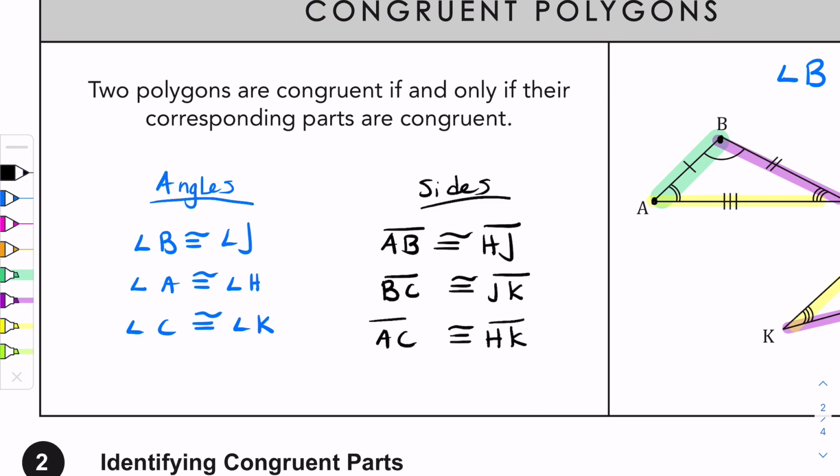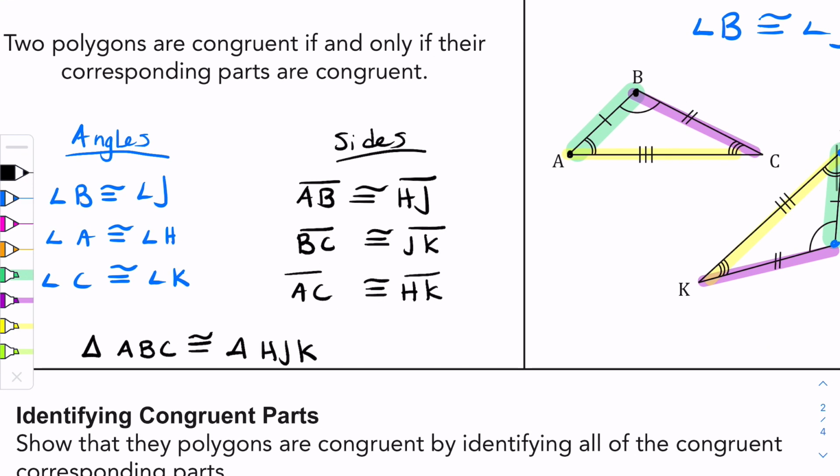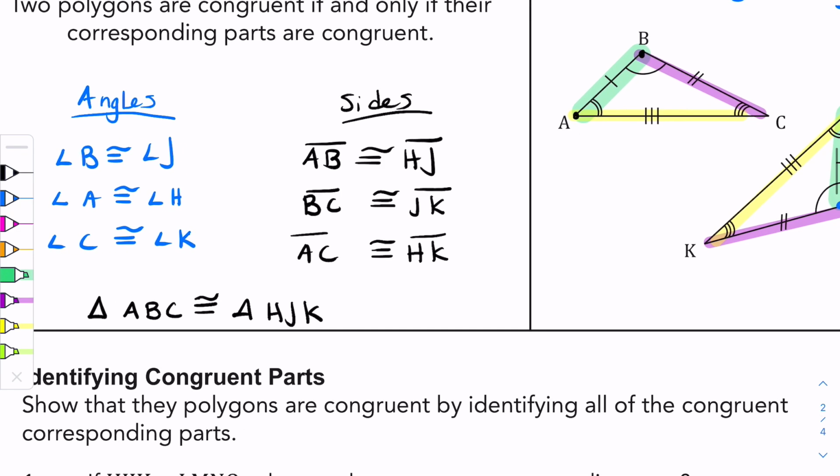So angles are obviously written in the correct form of an angle, and sides we label them as segments because sides of a figure are segments of a line. If I was to write out a congruent statement, I would write this as triangle ABC is congruent to triangle HJK.